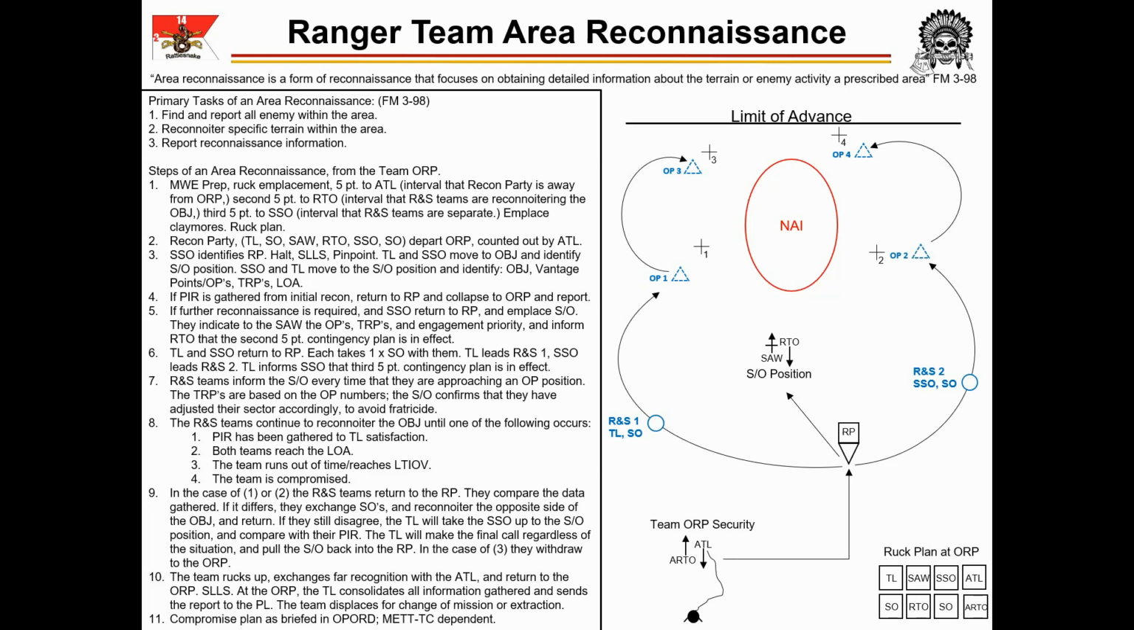The team leader and SSO then return to the release point. They pair up with their respective security men, the two SOs, at the release point. The team leader informs the SSO that the third 5-point is in effect. This is a 5-point plan that covers the interval that the RNS teams are separate and reconnoitering the objective. The RNS teams depart the release point to gather PIR in salute format. The RNS teams should also produce a military sketch of the objective if directed to do so by the team leader.